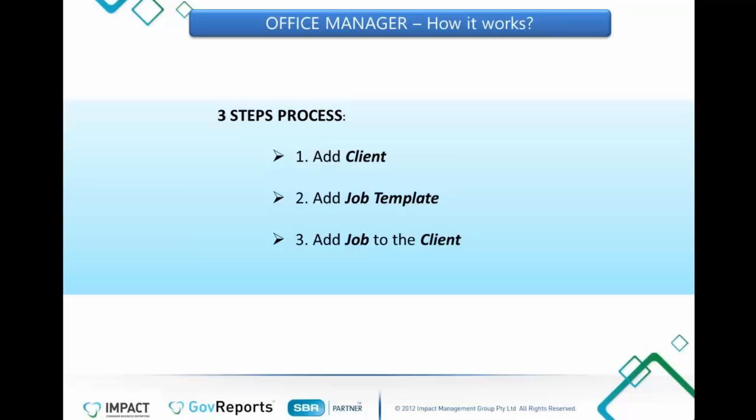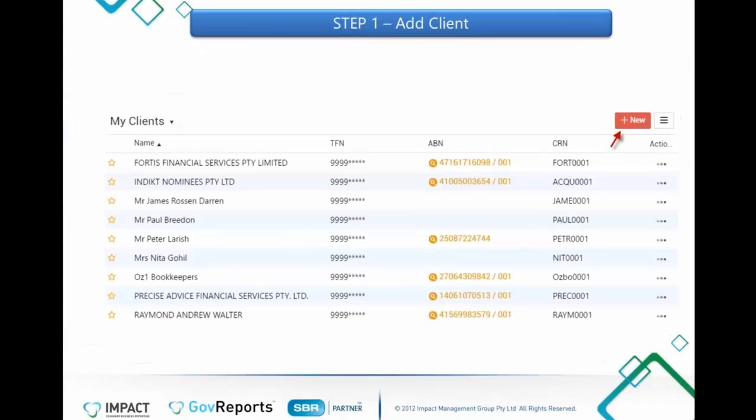Okay, getting started with Office Manager, the practice management tool, is pretty simple. Add the client, which, if you already have clients in GovReports, you will not need to add again because they will be there. Then you need to add the job templates, creating all the job templates for the work that you do in your practice, add the jobs to each client that you have, and add them to the calendar. Then you would have your full year of work.